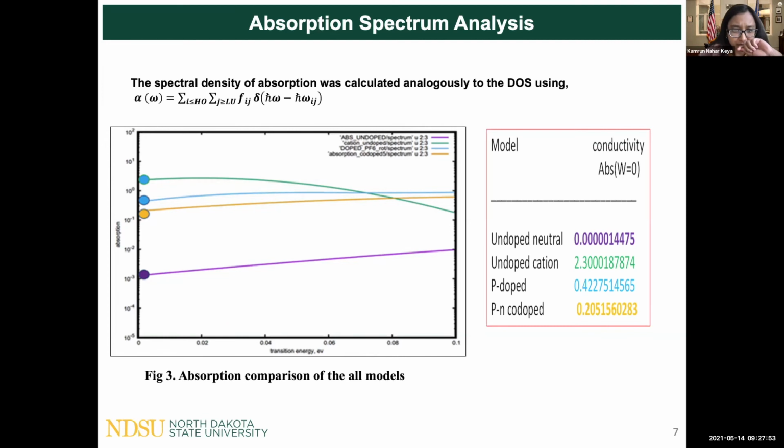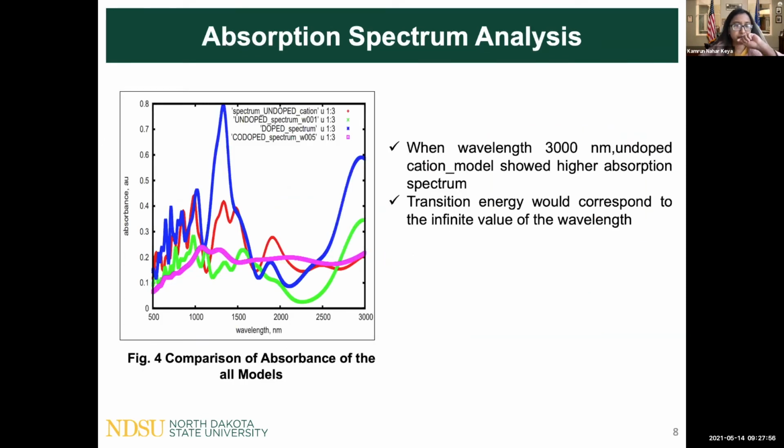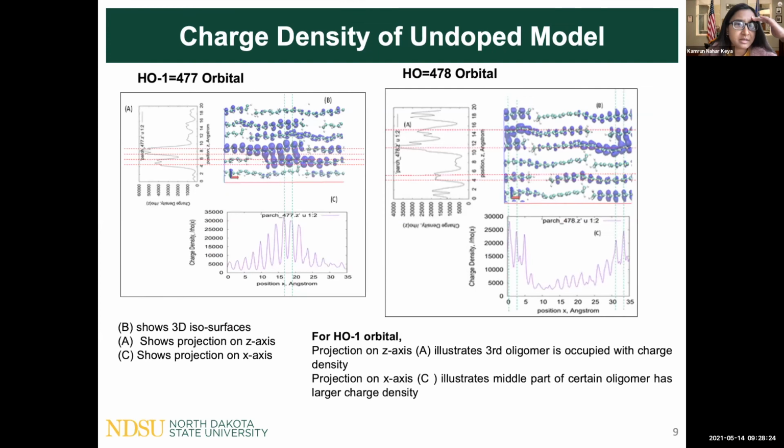Next slide. Okay. From this one, we are able to see that the cationic state and the undoped cationic state, compared to the other models, show more absorption when the wavelength is larger. It's like the reverse of the absorption spectrum.